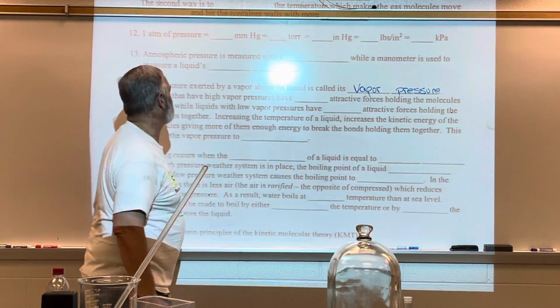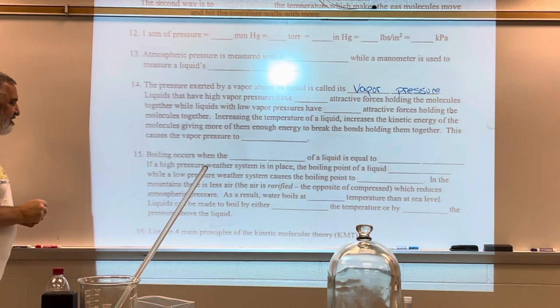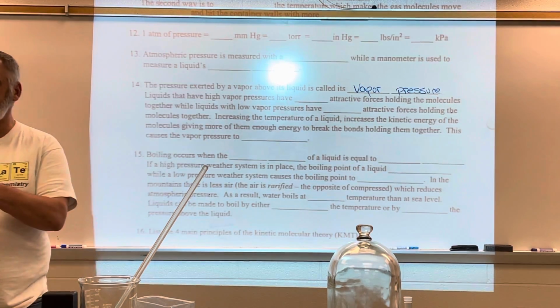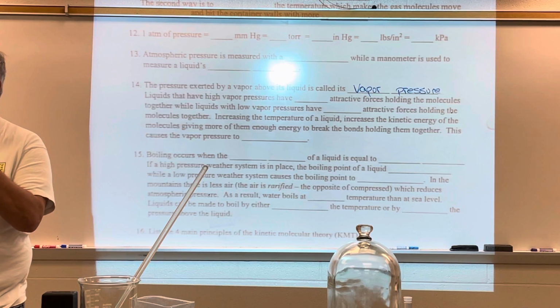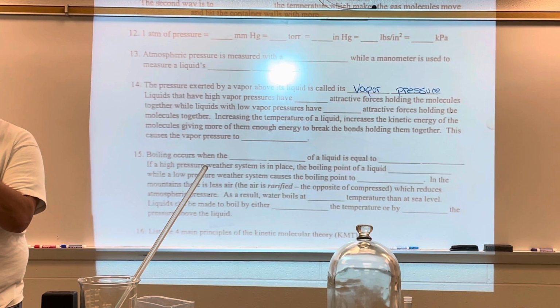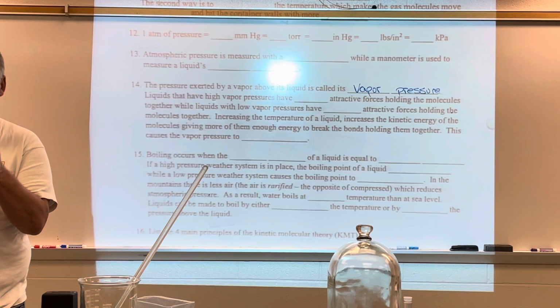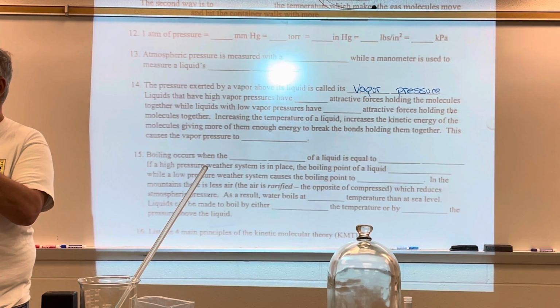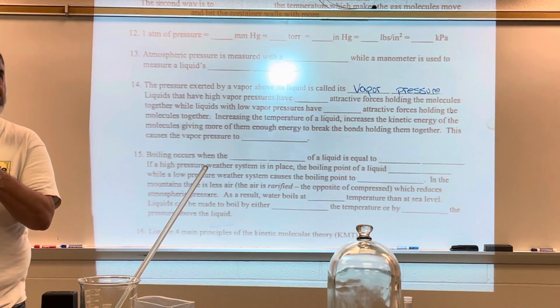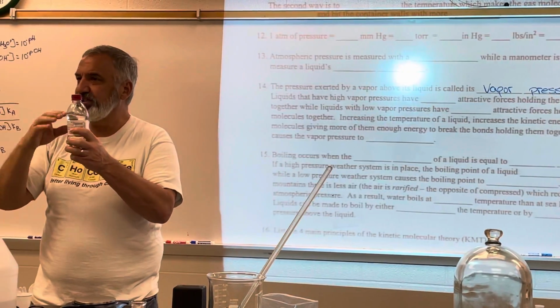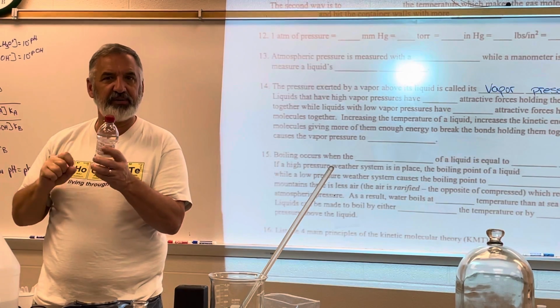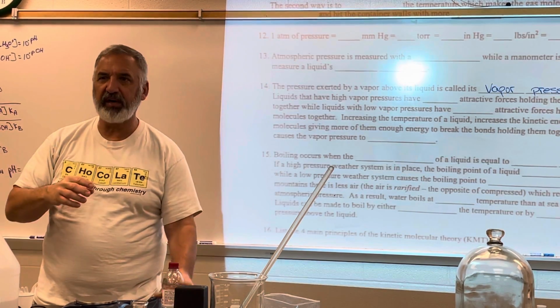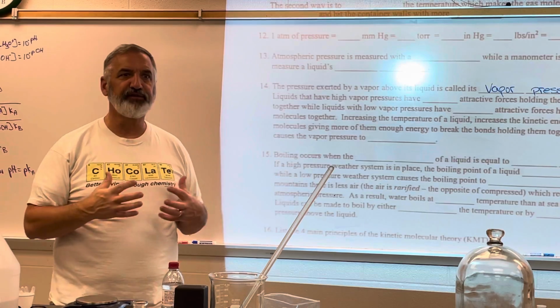Okay, so the vapor pressure. Now, if it's a high vapor pressure, what does that mean about the number of molecules above the liquid? Is there a lot of them or a few of them? A lot, right? Because more molecules means more collisions means more pressure. So if something has a high vapor pressure, that means it's got a bunch of molecules above, which means it's evaporating a lot. So what does that mean about the attractive forces? Are they strong or are they weak? If it's evaporating quickly, they're breaking apart easily. Weak. They're weak attractive forces.